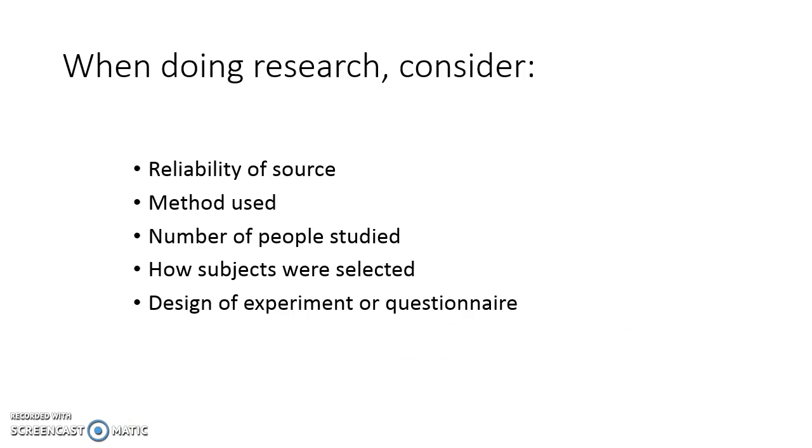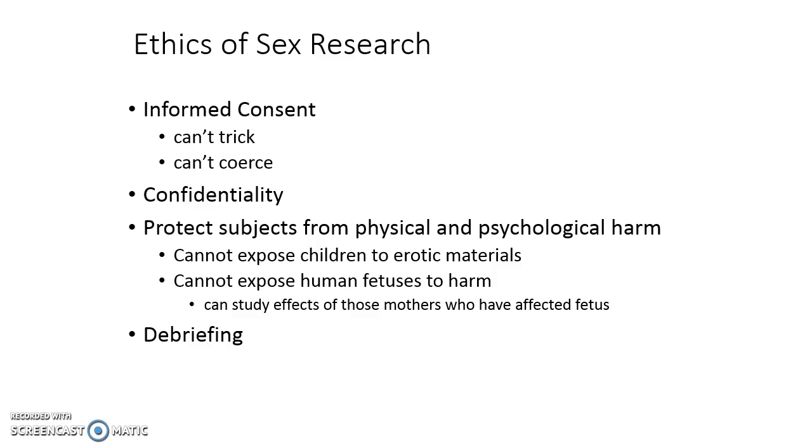When doing research, we have to consider the reliability of the source. We want it to be reliable. If it's just a report in the newspaper, it may not be very reliable. But if the person that did the study wrote about it, then it enhances its opportunity to be reliable. The method used: did we do a face-to-face? Did we just do a pen and paper survey? Did we do an experiment? The number, remember, the more the better. How they were selected, randomly, hopefully, and then the design of the experiment or questionnaire.